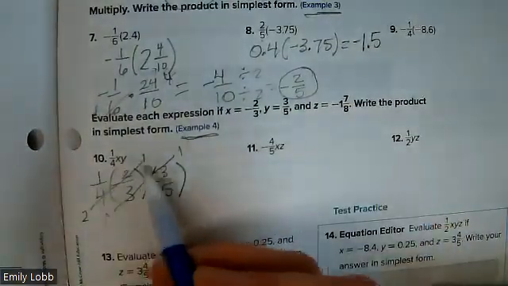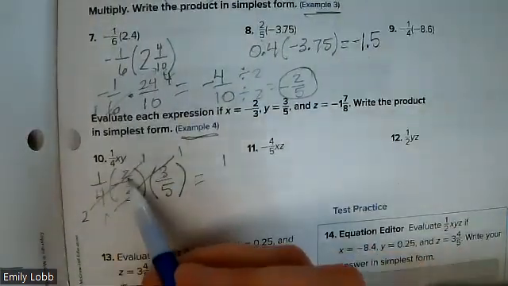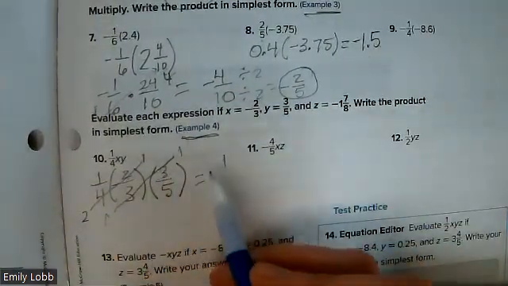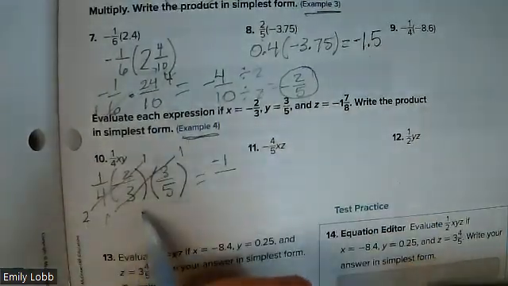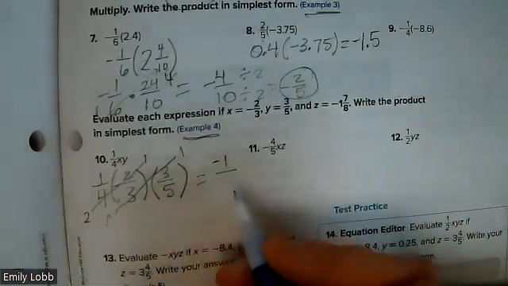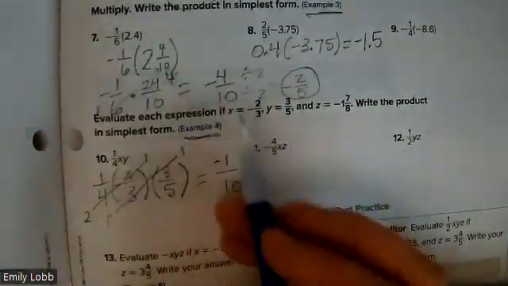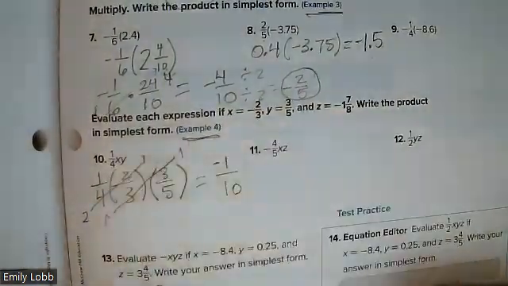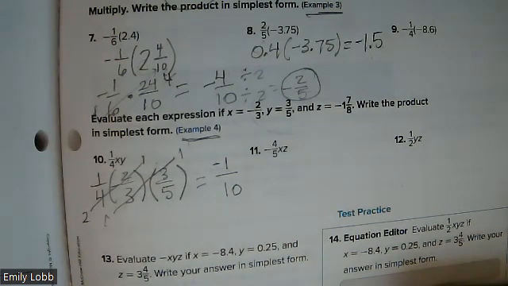So now 1 times 1 times 1 is 1. Positive times a negative is negative. Negative times a positive is still negative. And now I have 2 times 1 is 2 times 5 is 10. Negative 1/10. If they're giving you all fractions, I expect you to do them as fractions. All right, you need to show your work.